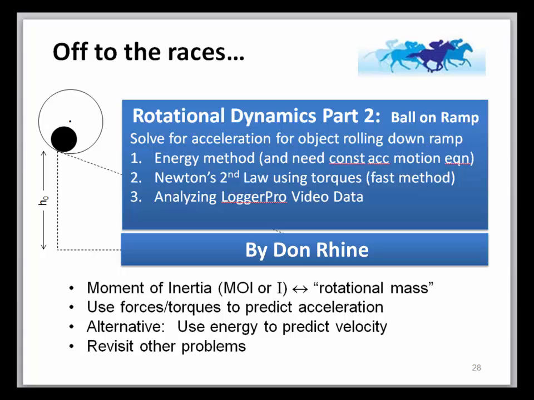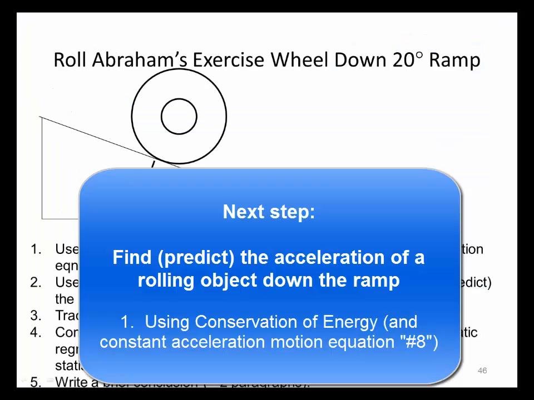We'll also take a look at finding the velocity of the object, and we'll also go back through and look at the LoggerPro video data I collected and see how well it matches our predictions. So first I'll use conservation of energy to predict the final velocity, and we can use motion equation 8 to find the acceleration of it as well. That's assuming that this is moving at a constant rate of acceleration, which it is. There's constant forces acting on it.